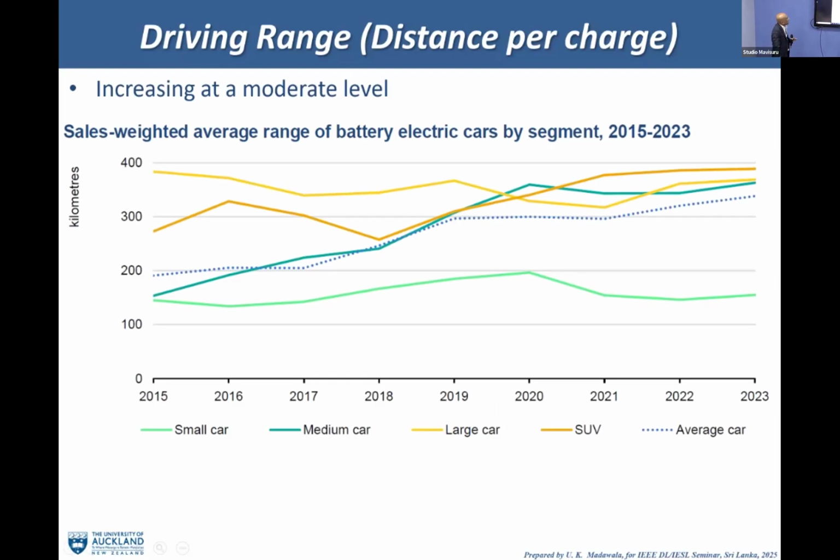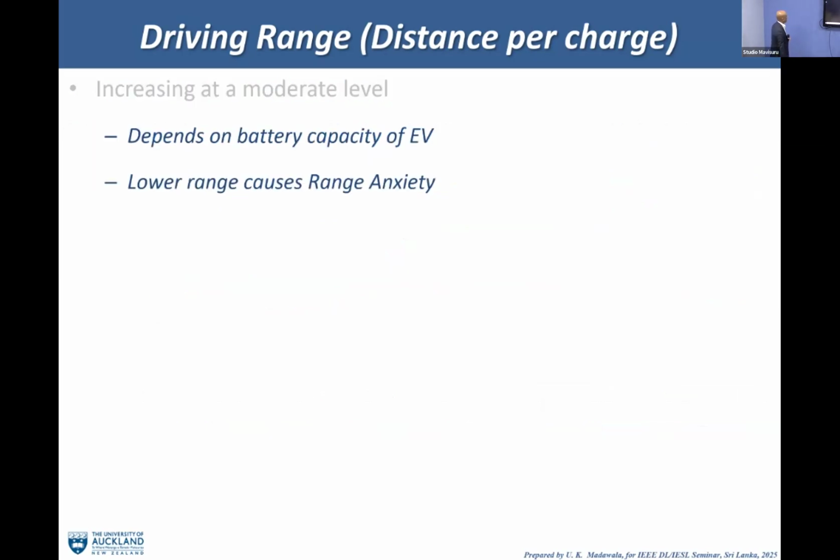So this is increasing at a moderate level, not at the rate of EV uptake or any other technology. Here you can see small cars to large, medium, average cars, and the number of kilometers you can go from 2015 to 2023. It's a moderate increase. Per charge, how far you can go is not increasing rapidly, but this is what the manufacturer says, and it depends on the battery capacity of the electric vehicle. A lower range causes range anxiety.